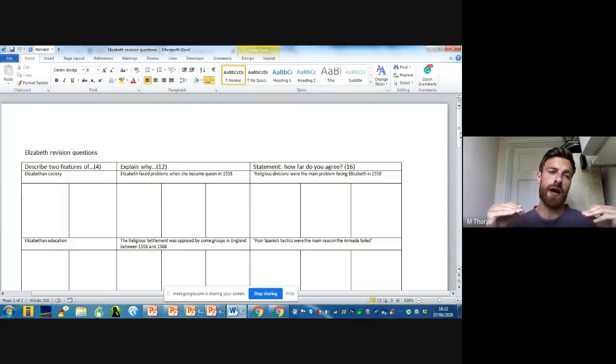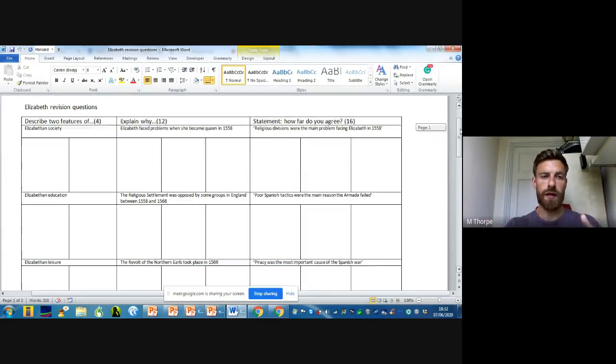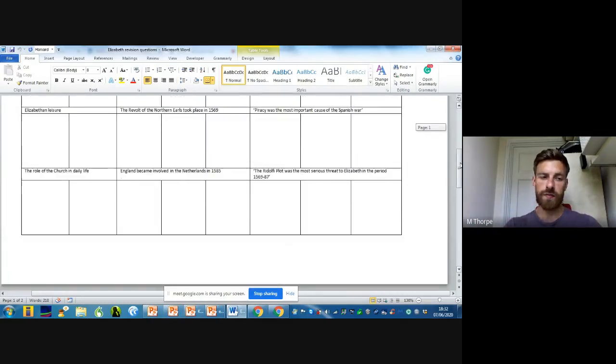So the first thing to get your head around is that when it comes to Elizabeth and paper 2, there are only 3 questions, and they'll be worded exactly how you see them there. The 4-mark question that you see there on the top left will start every single time with 'describe 2 features of'. Okay, and then if you go down that column, you can see there 'describe 2 features of Elizabethan society', 'describe 2 features of Elizabethan education', 'describe 2 features of the role of the church in daily life'.